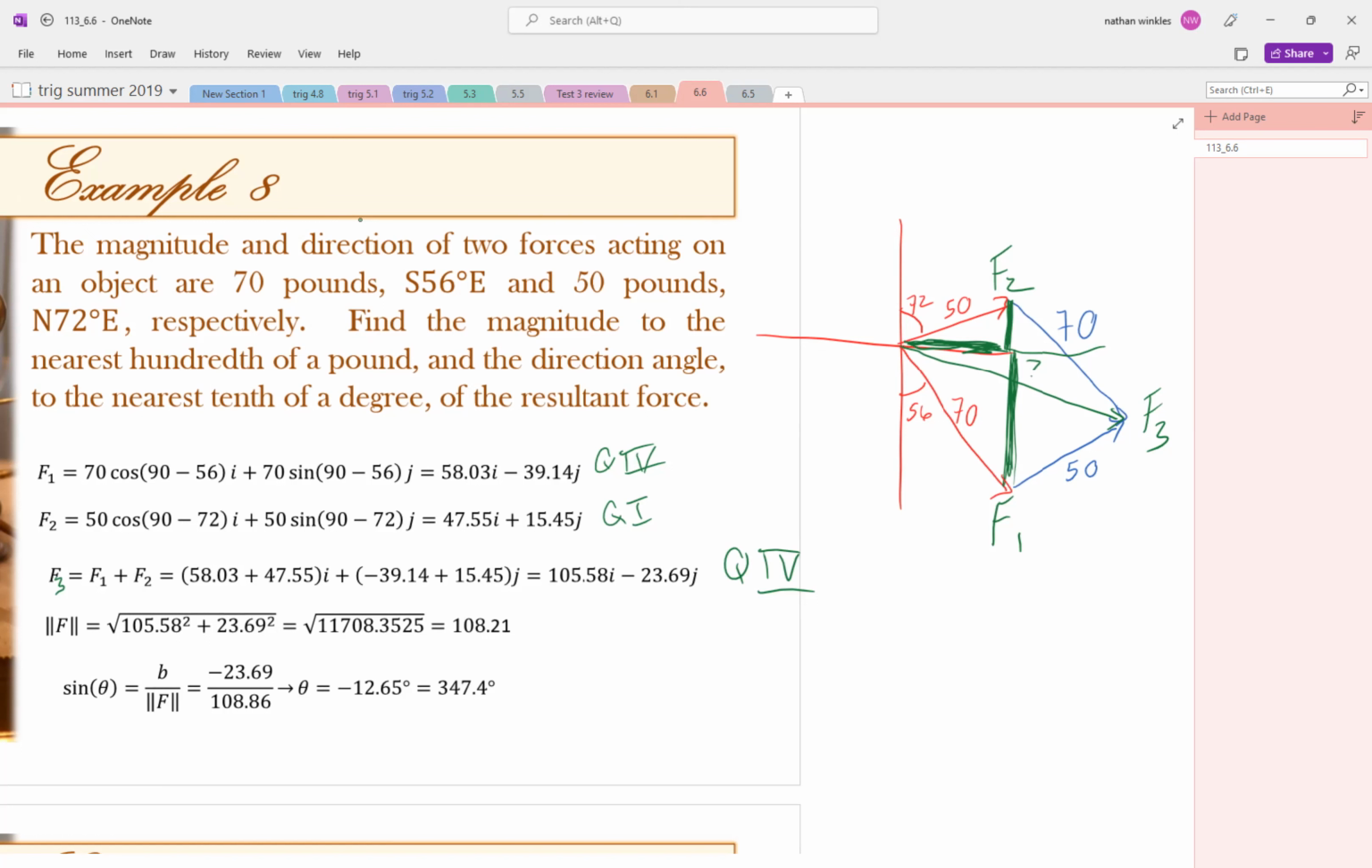It wants it to the nearest hundredth. And we also need the direction angle. So sine of theta in this case is going to be b, which is negative 23.69, divided by the magnitude of F. So negative 23.69 divided by 108.86. Actually, that should not be 86. That should be 108.21.